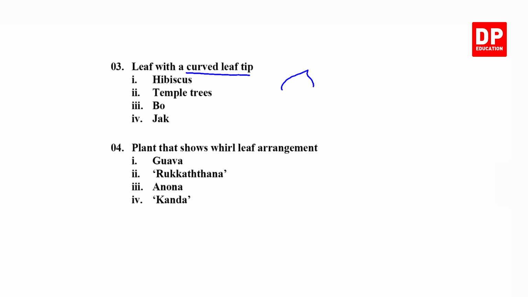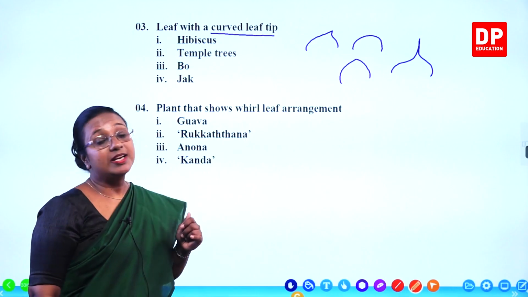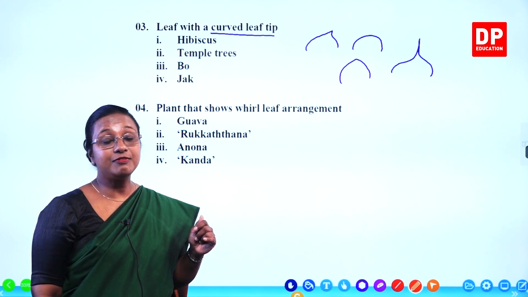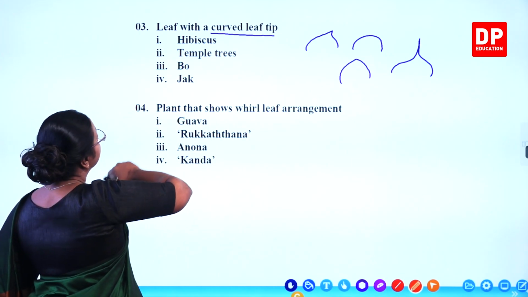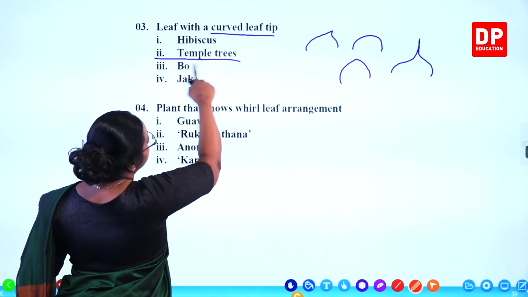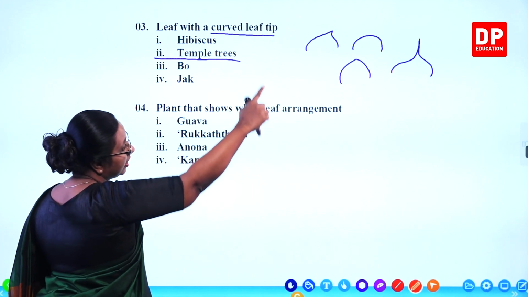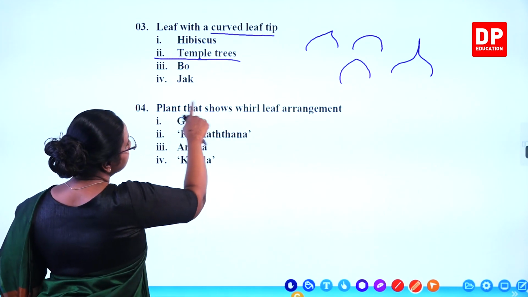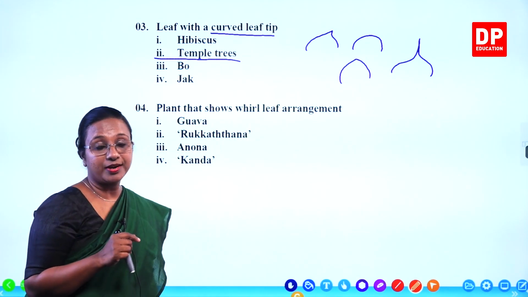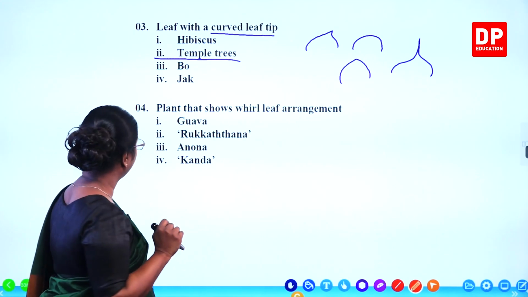Temple tree, you can remember, it's like this. Bow tree, it has a nice point, very sharp point. And jack also has a somewhat like this, slightly pointed. So what is the leaf that has curved leaf tip? It is the temple tree. So hibiscus slightly pointed, temple tree curved, bow tree it's sharp and pointed, jack also it's somewhat pointed. That's how you have to recall.